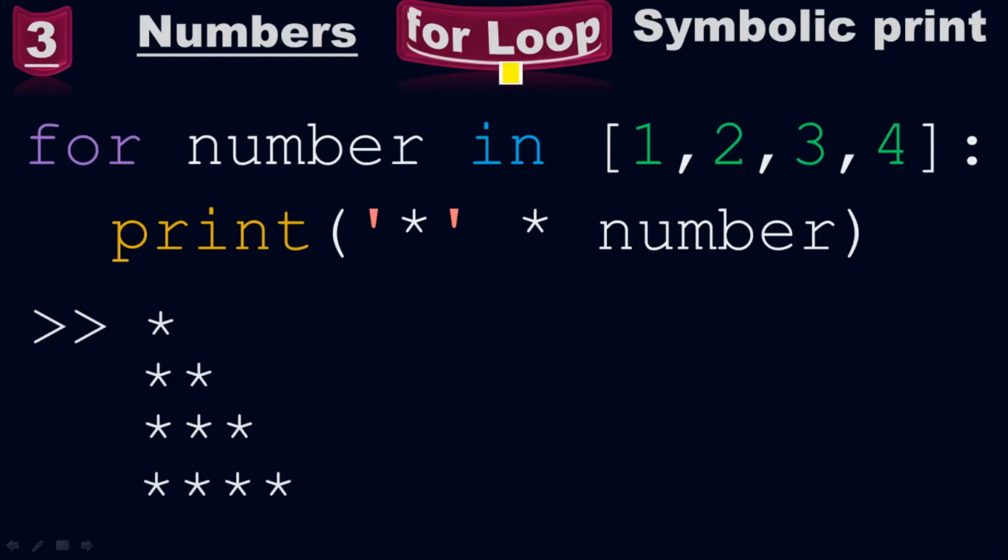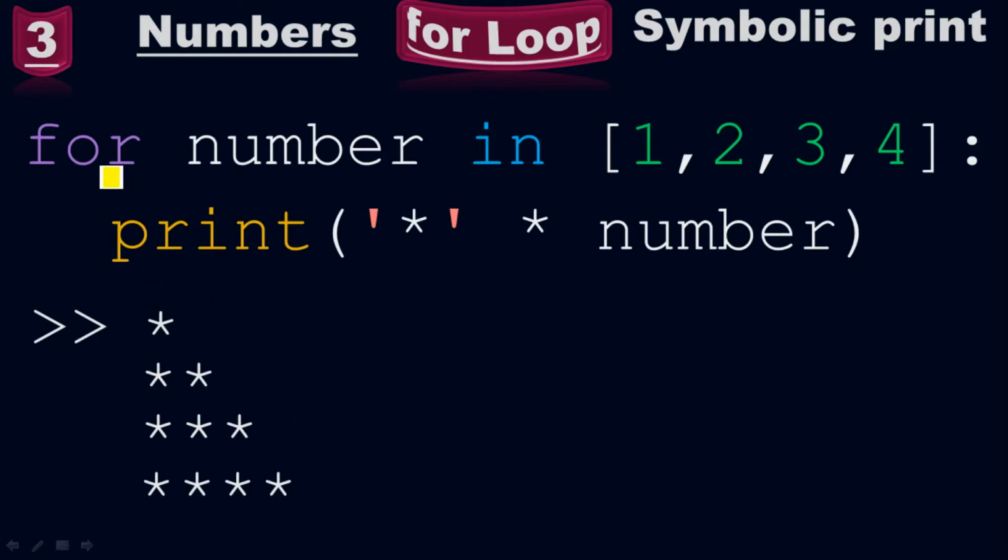Similarly, when the for loop iterates over 3, the number is 3 now, so 3 times asterisk will be 3 asterisks. Similarly, when the for loop iterates over 4, the number will be 4, so 4 times asterisk will be 4 asterisks. So there we got the symbolic pattern in the output using the for loop.